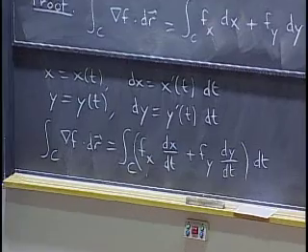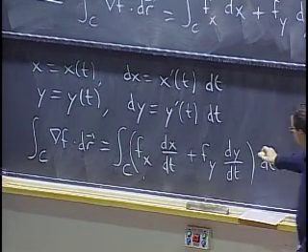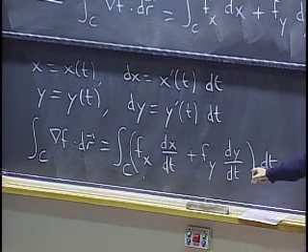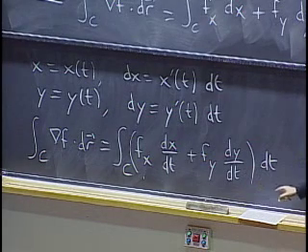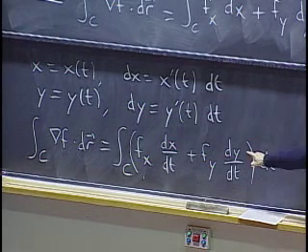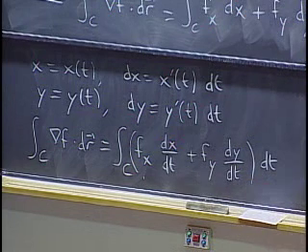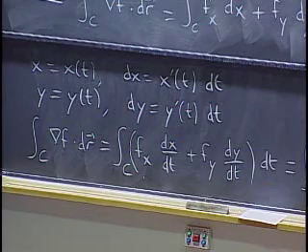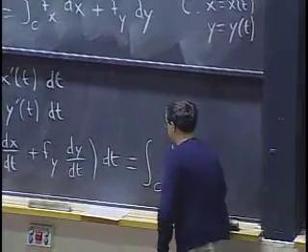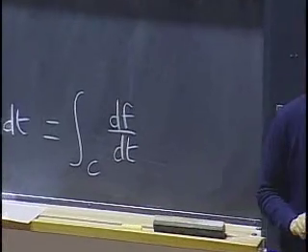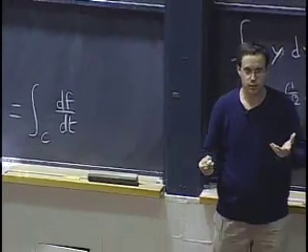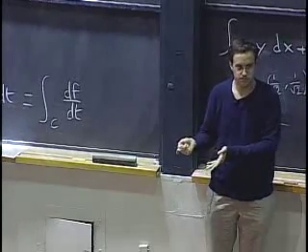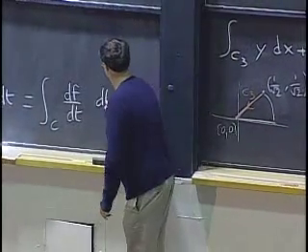Okay? But now, here I recognize a familiar guy. I've seen this one before in the chain rule. This guy, by the chain rule, is the rate of change of f if I take x and y to be functions of t, and I plug those into f. So in fact, what I'm integrating is df/dt when I think of f as a function of t by just plugging x and y as functions of t, dt.